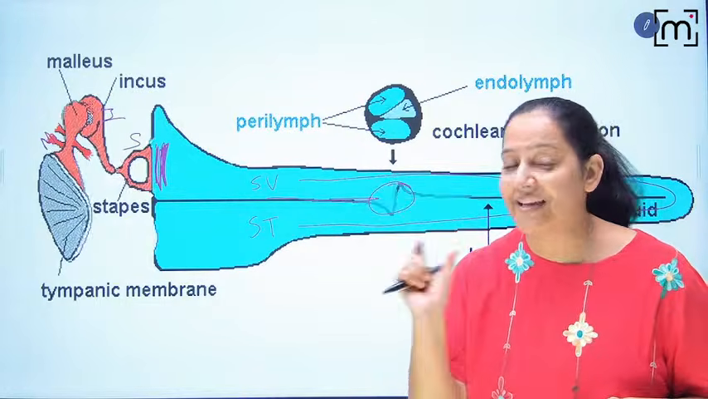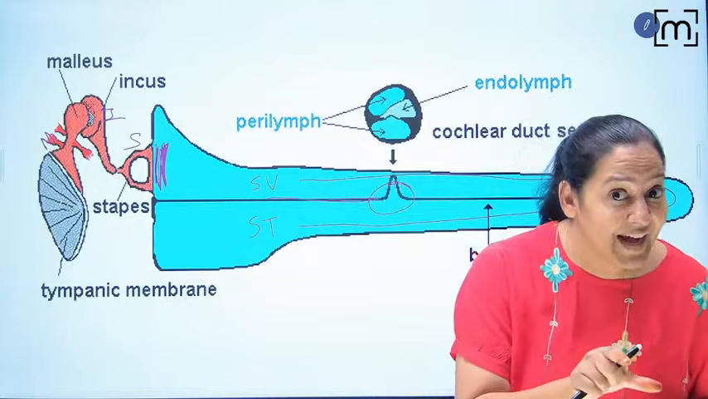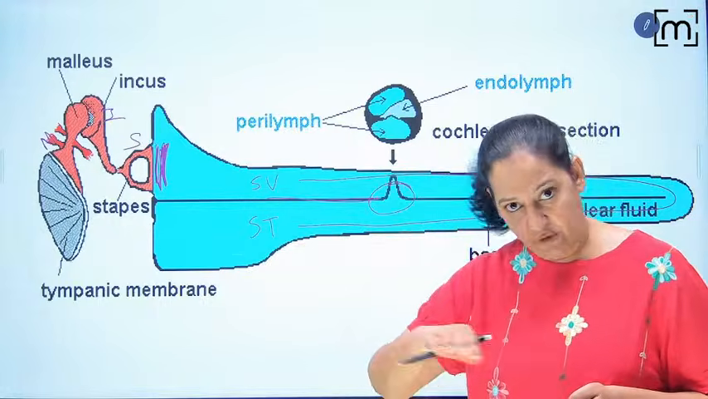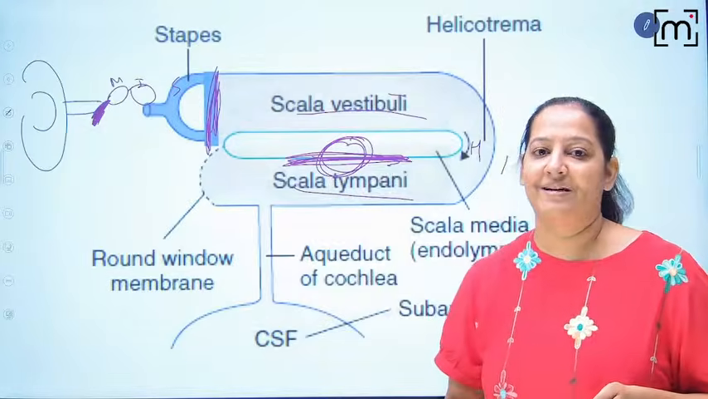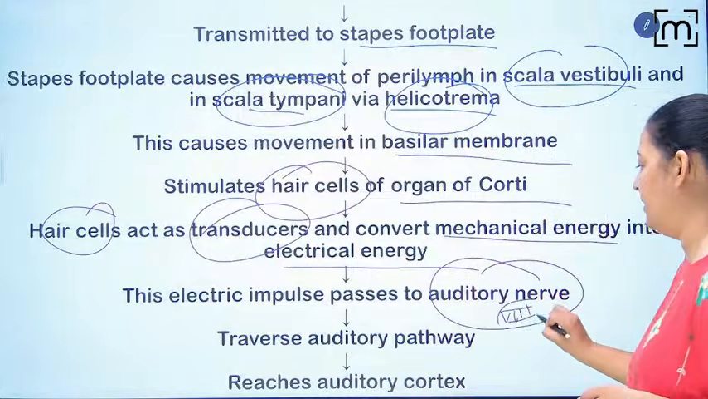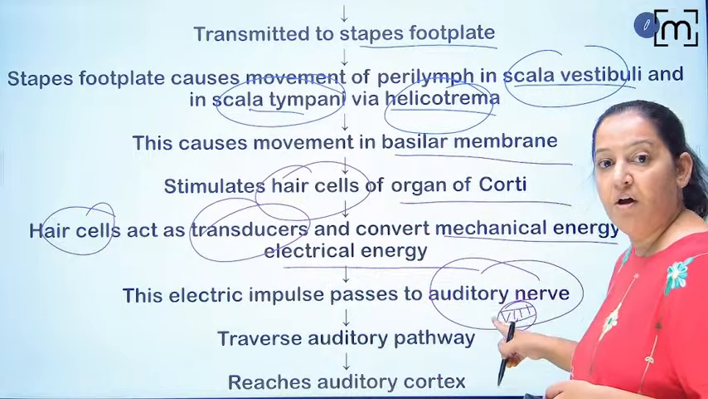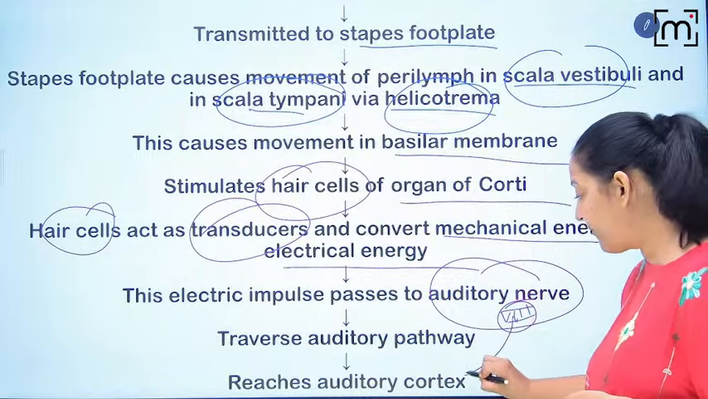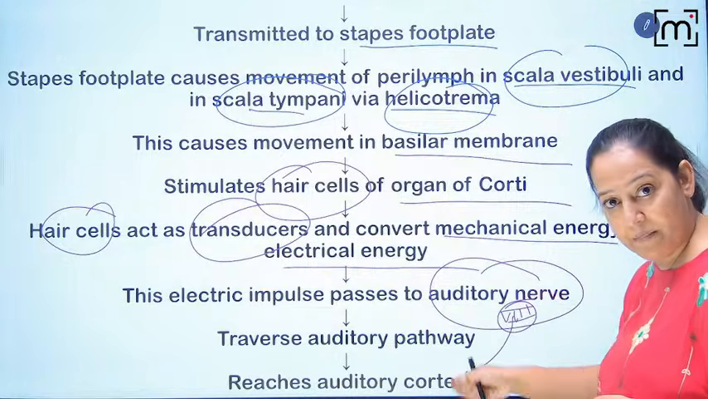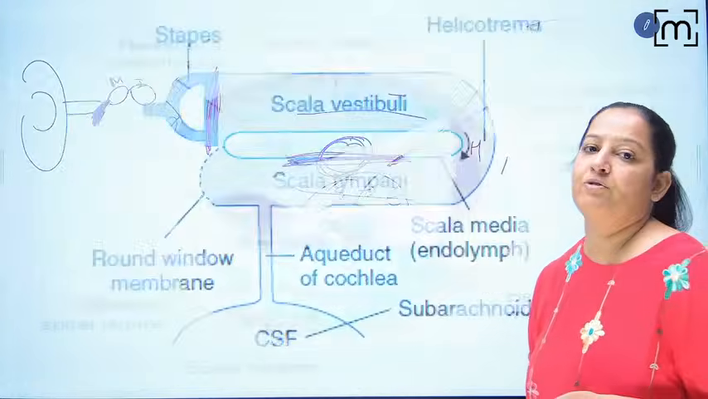How does it reach from the eighth nerve to the brain? I will tell you further in the next slide. But here I am ending on the eighth nerve. I am ending on the hair cells, and the dendrites of the hair cells are the eighth nerve. From the eighth nerve, how does it reach the brain? There are multiple steps in between. I will tell you that also.